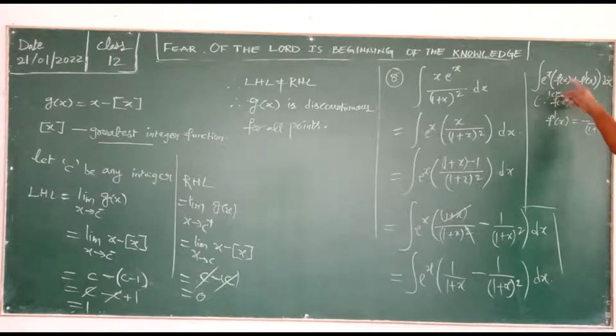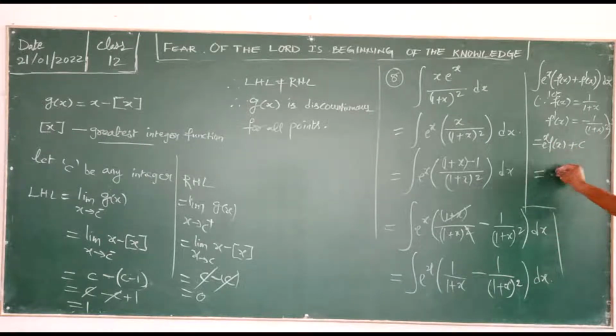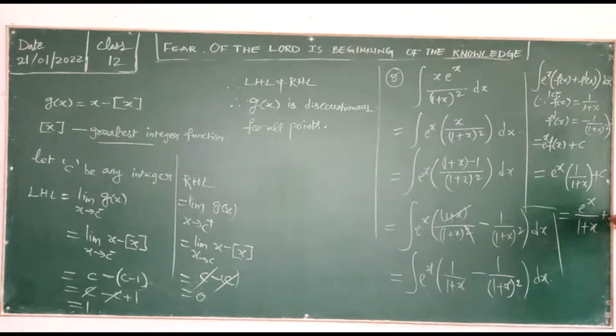Now what formula do you have? Integral e power x into f of x plus f dash of x, into dx, is equal to e power x into f of x plus c. This is our formula. According to that, what can I write? E power x as it is, and f of x means what is f of x here? F of x is nothing but 1 upon 1 plus x. So write 1 upon 1 plus x plus c. So the final answer is e power x upon 1 plus x plus c.